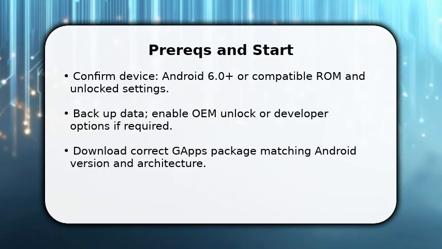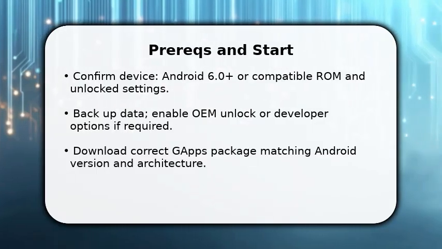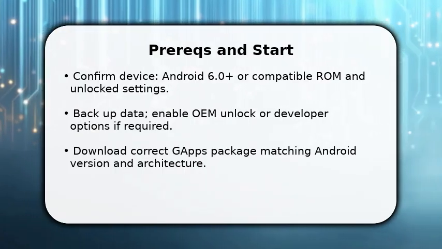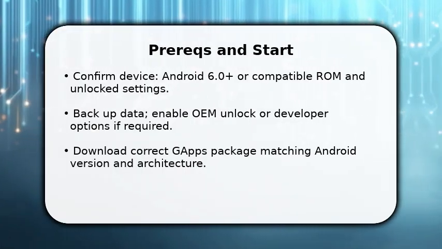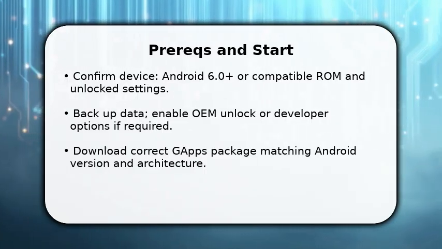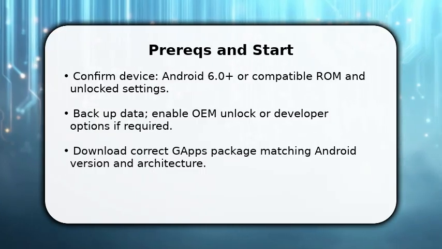You begin by validating prerequisites. Check your Android version and CPU architecture so you grab the right Google Play Services package. Once done, back up personal data and enable developer options. Enabling OEM unlock may be required for custom ROMs.